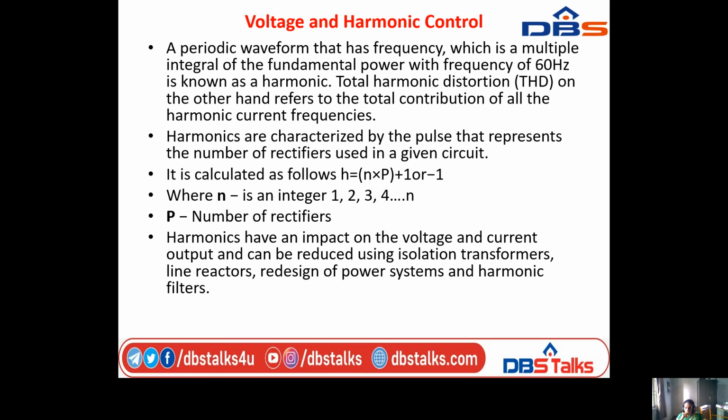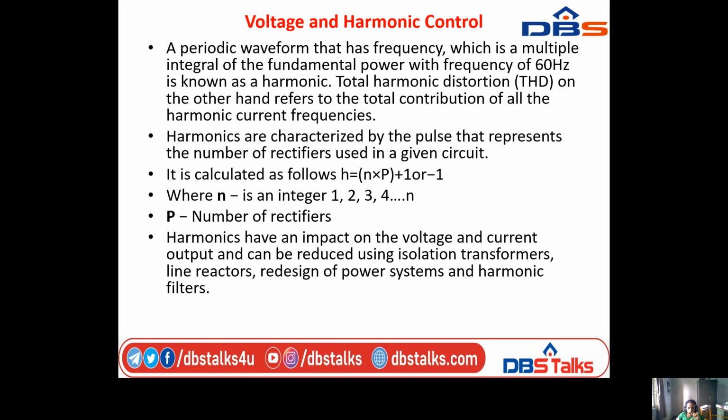Harmonics have an impact on the voltage and current output, and can be reduced by using isolation transformers and line reactors, redesigning the power system, and using harmonic filters.